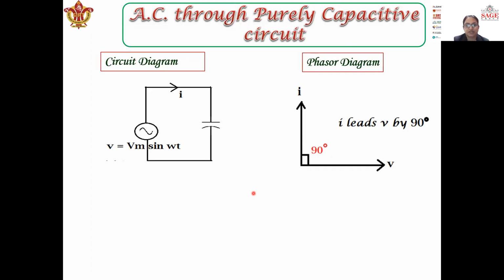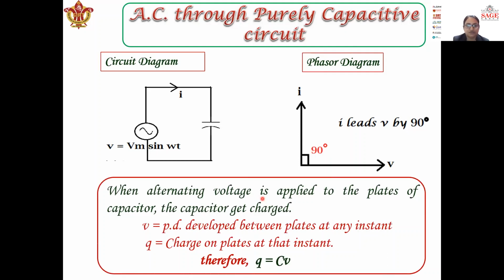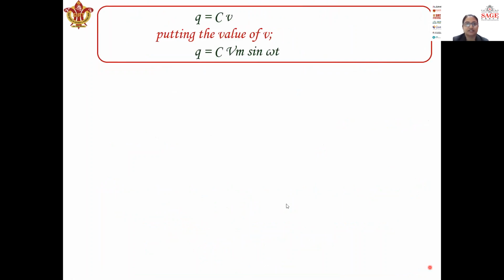Now let's derive the expression of current, given the voltage expression we have. As we already know, when alternating voltage is applied to the plates of a capacitor, the capacitor gets charged, and the potential difference developed between the plates at any instant is denoted by V, that is V is equal to Vm sin omega t, and q is the charge on the plates of the capacitor at that instant. Therefore, q is equal to C into V is the formula for the charge on the capacitor plates. This would help us to derive the expression of current through it, and the further expressions.